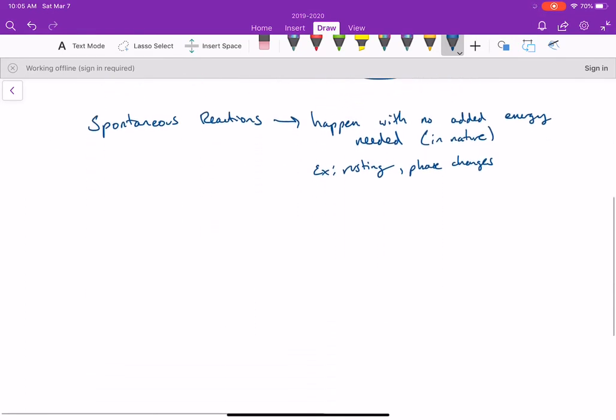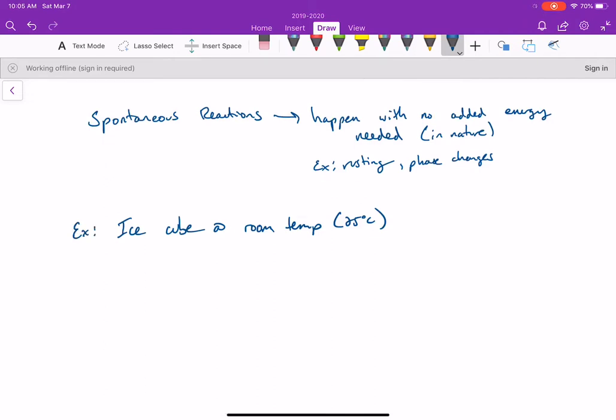But let me give you the example of the ice cube, okay? Ice cube at room temp, which is like 25 degrees Celsius. So will the ice cube melt at room temperature, right? Think about it. Picture an ice cube out on the table in front of you. It's going to melt. So if we were to write out that equation, it would be H2O solid to H2O liquid. Does that require energy to do, or does that release energy?